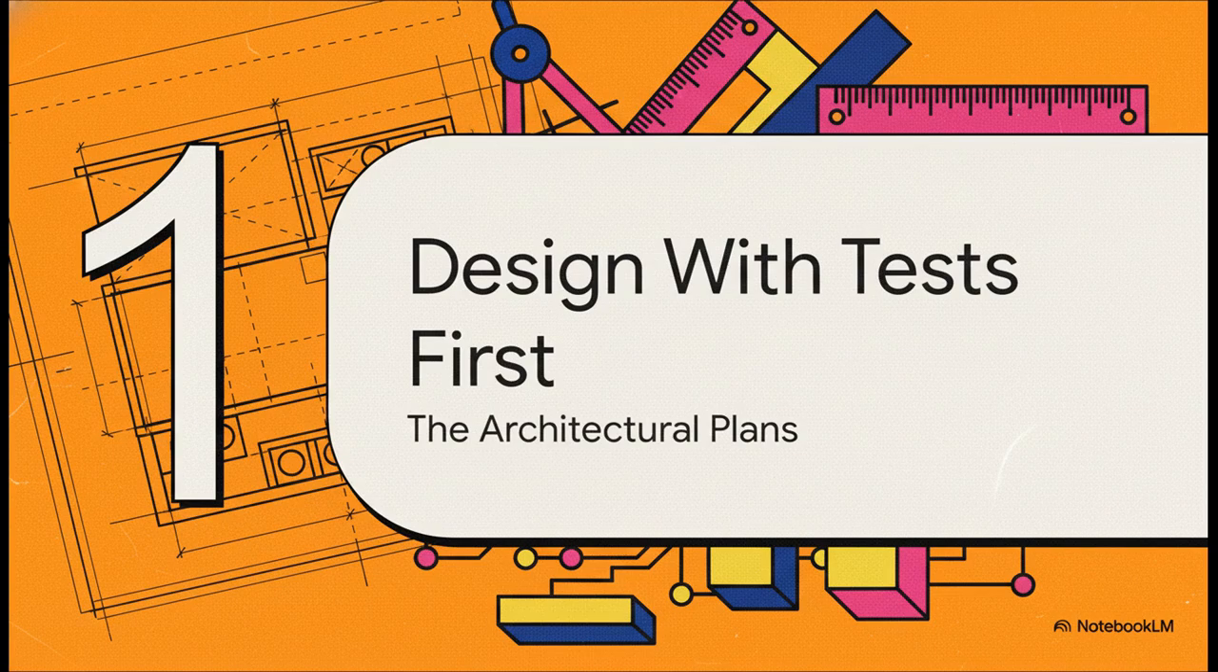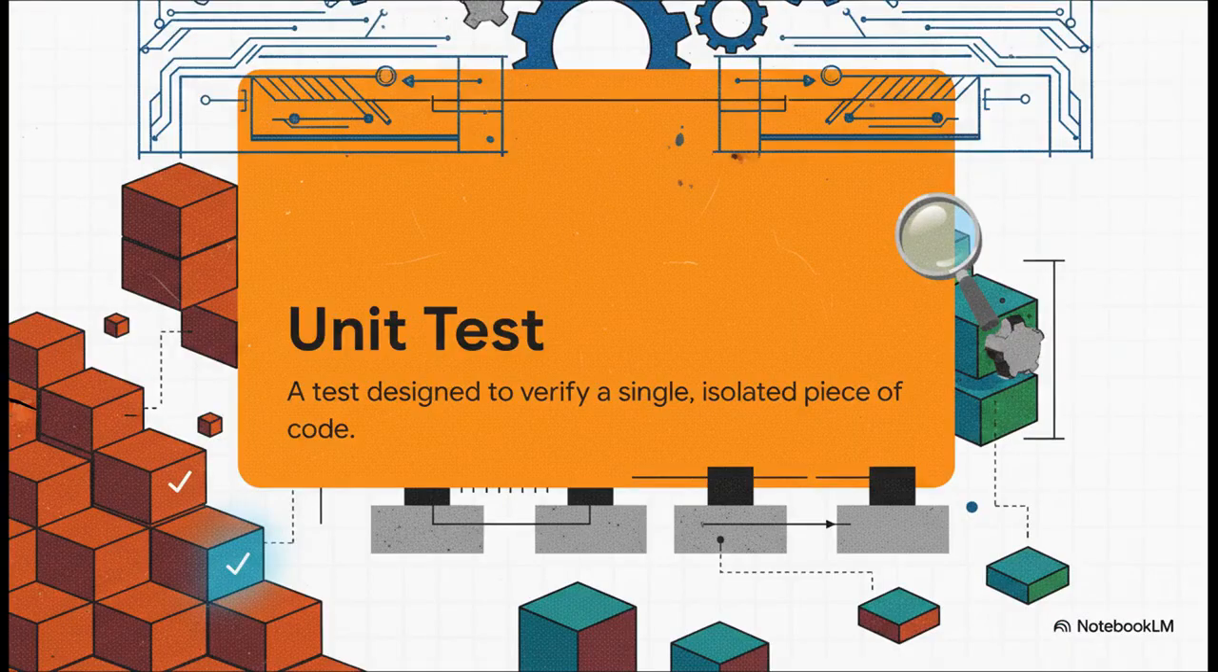Okay, first things first, designing with tests. You can think of this as drawing up the architectural plans. Before you even think about laying a foundation or writing a single line of code, you have to define exactly what a successful build is going to look like. And the most fundamental part of those plans? The unit test. If our software is a building, a unit test is like checking every single brick to make sure it's solid and perfectly formed before it ever becomes part of a wall.